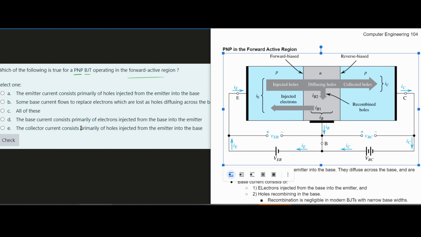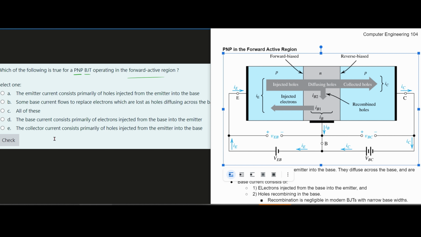The base current consists primarily of electrons injected from the base into the emitter. If we look at our base current right here, that's our IB. It's going to consist primarily of electrons injected from our base into the emitter, and we can see that's what we have right here. We have injected electrons from base into emitter, so that's correct also.